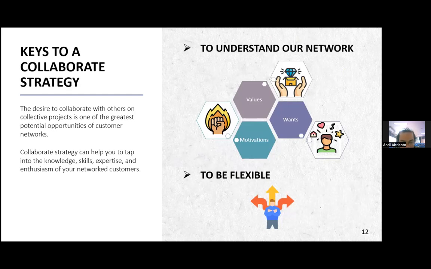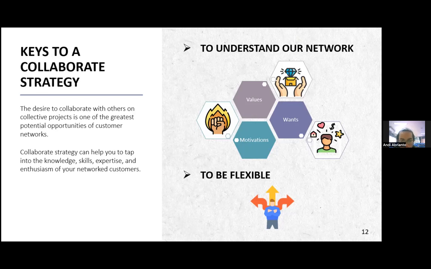Whatever the approach we use, like I explained in the previous slide, it is important to be sure that we are creating value for all parties. A successful collaboration cannot be just about our organization and its needs. We have to make sure that we understand the values, wants, and motivation of our networks, and also be flexible in leading any network collaboration and be ready to follow or lead it in a new direction.